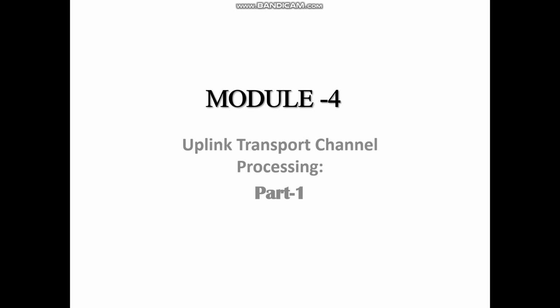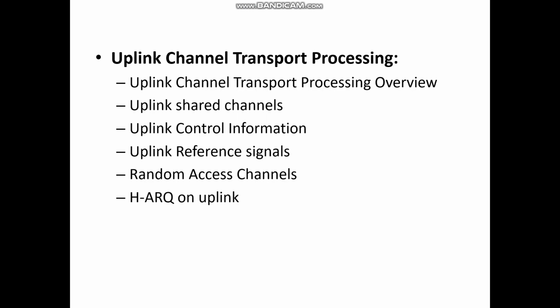In this, there are two parts. Part 1 discusses uplink transport channel processing. Part 2 is related to physical layer procedures and scheduling. Let us go through the part 1 topics. The topics which we are going to discuss are uplink channel transport processing overview, uplink shared channels, uplink control information, uplink reference signals, random access channels, and hybrid automatic repeat request on uplink.